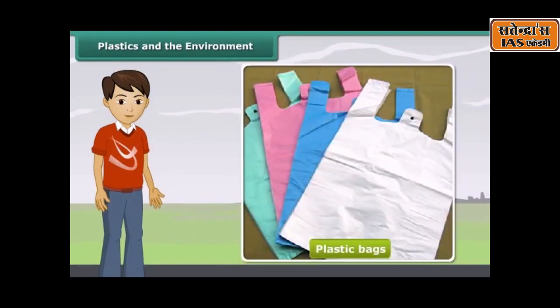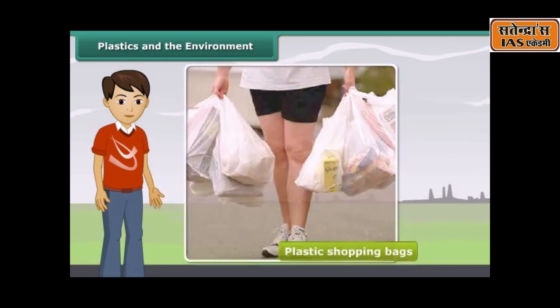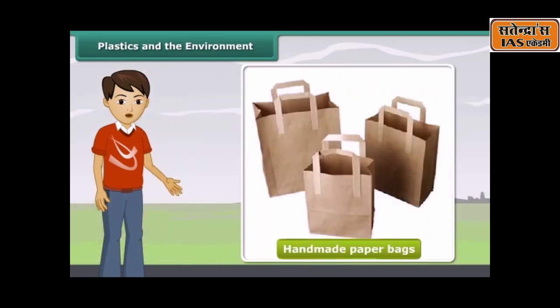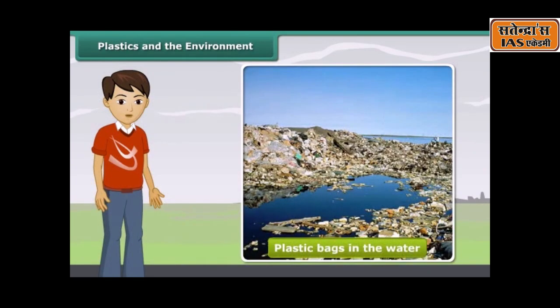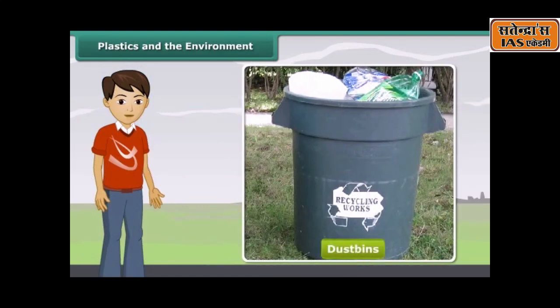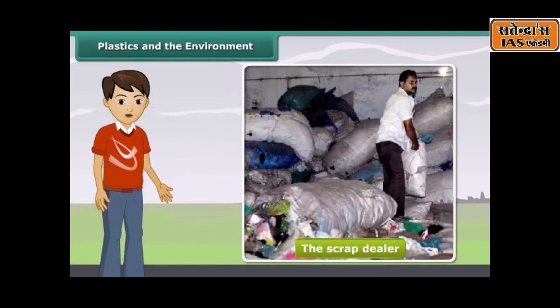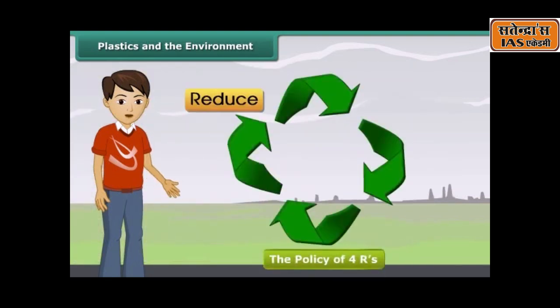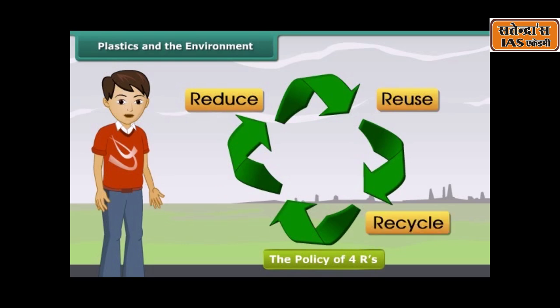There are a number of steps that we can take as environmentally conscious citizens so as to safeguard our environment from the growing menace of plastics. We can replace plastic shopping bags with jute bags or handmade paper bags. Instead of littering everywhere, particularly on roads, we should put the plastic objects in the dustbins marked as non-biodegradable, thus segregating them from the biodegradable wastes. Sell plastic scraps to the scrap dealer for recycling. Adopt the policy of 4 R's, which is reduce, reuse, recycle, and recover.